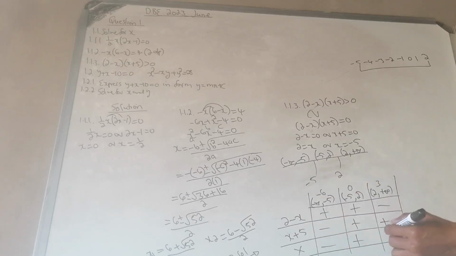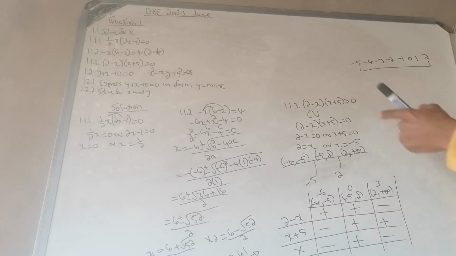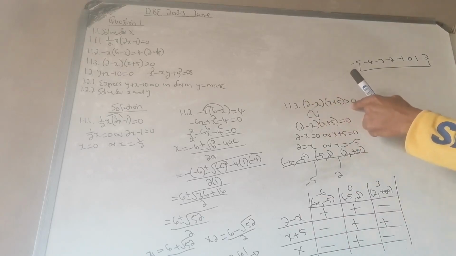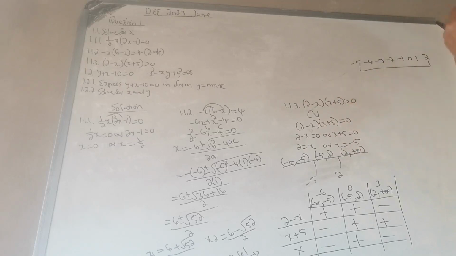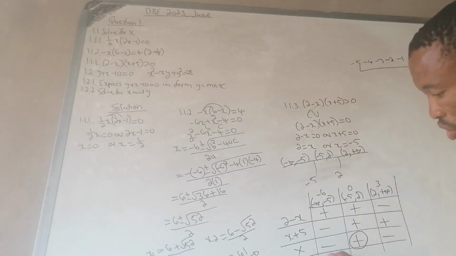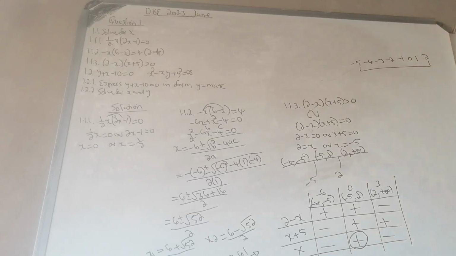Negative times positive, negative. The answer said that it is looking for a solution where this is positive, greater than 0. Where do we get a positive? Here. So your solution is minus 5 and 2. That becomes your solution. This is very, very important that you understand what we are saying there.